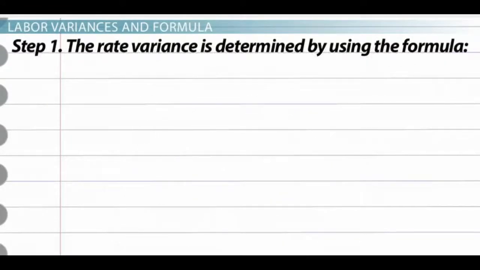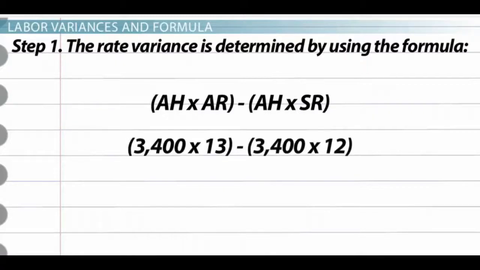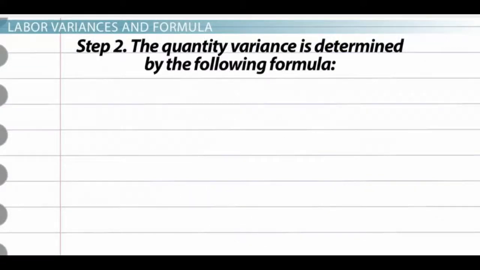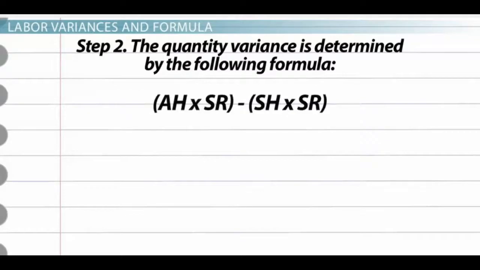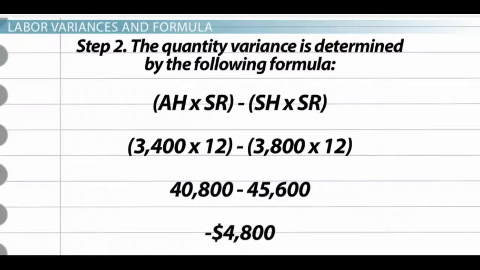Step 1. The rate variance is determined by using the formula AH times AR minus AH times SR. 3,400 times 13 minus 3,400 times 12. 44,200 minus 40,800 equals $3,400. Step 2. The quantity variance is determined by the following formula: AH times SR minus SH times SR. 3,400 times 12 minus 3,800 times 12. 40,800 minus 45,600, negative $4,800.